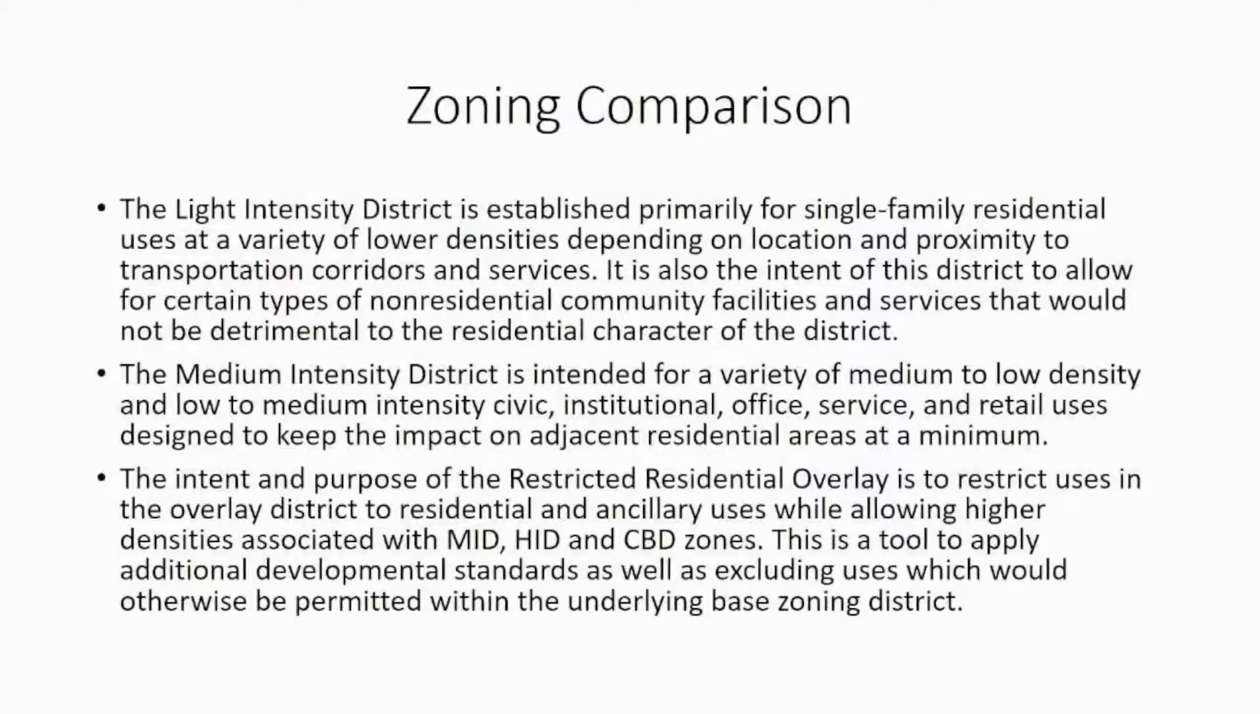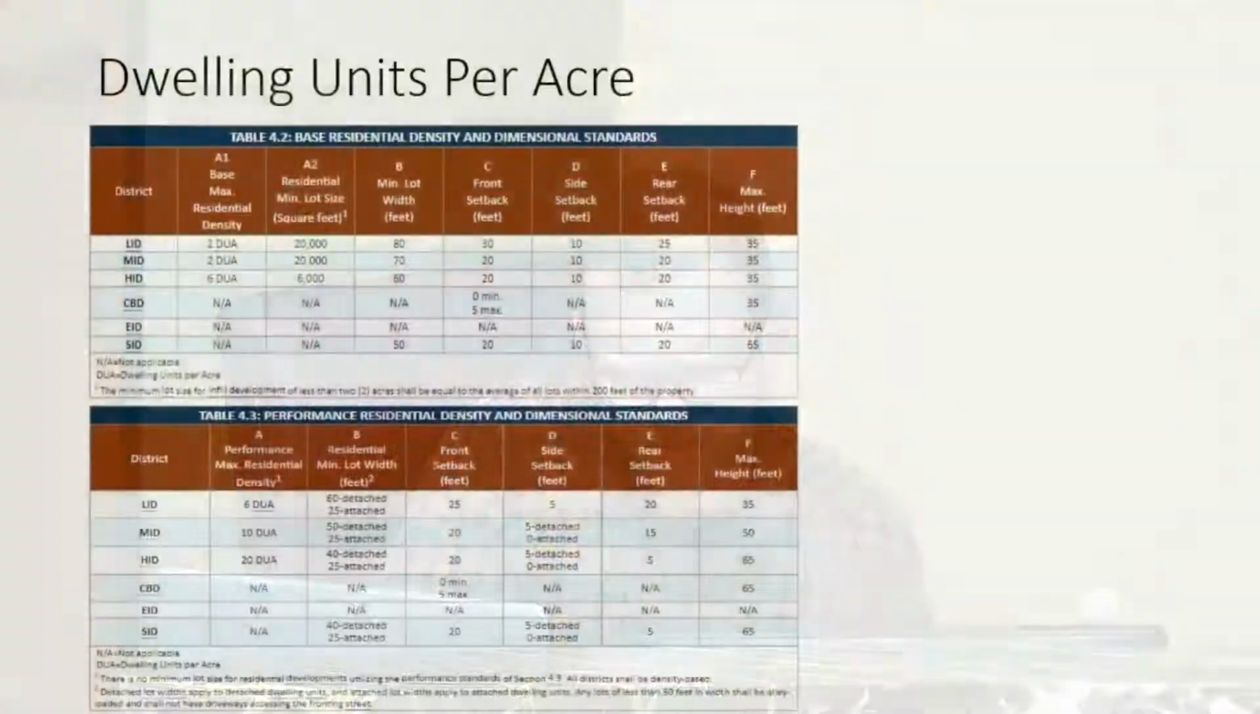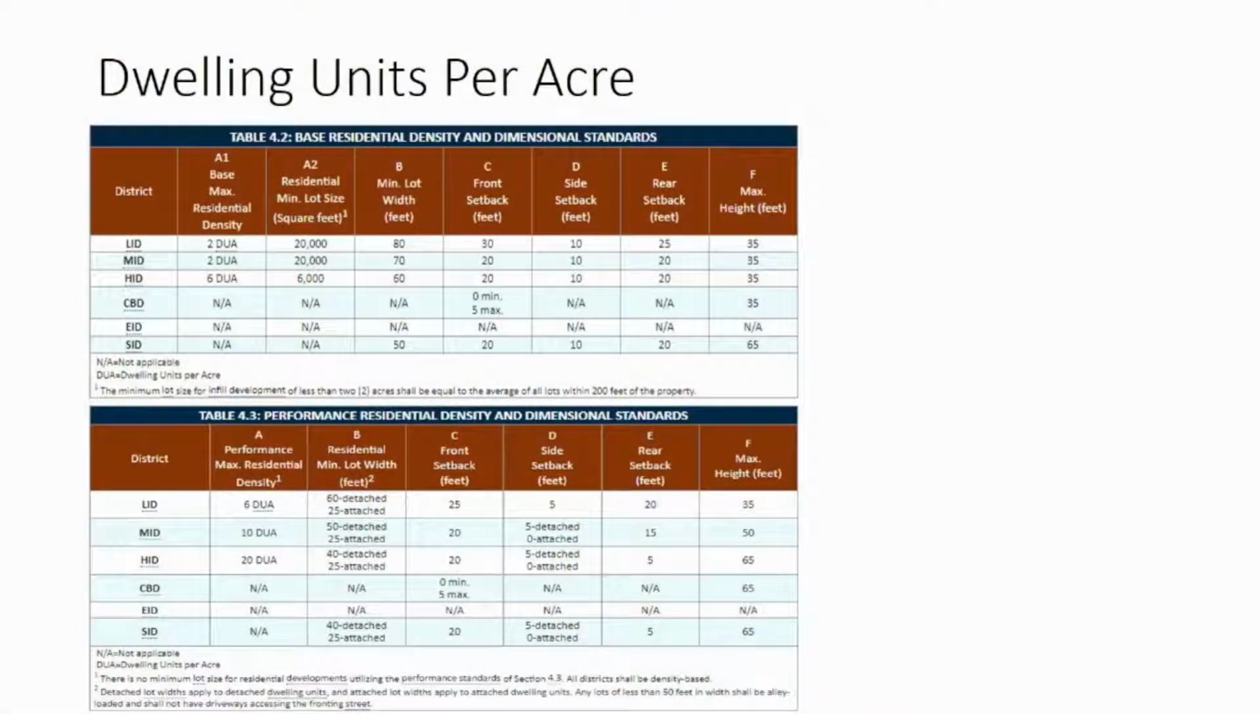The zoning comparison between the three, kind of spoke on that before, but the light intensity district is mainly for single-family residential development. That does allow for apartment complexes as is at a slightly lower density. The city's three main development districts, other than CBD and EID and SID, are LID, MID, and HID. If you see the screen above, it lists the dwelling units per acre for all of these districts.